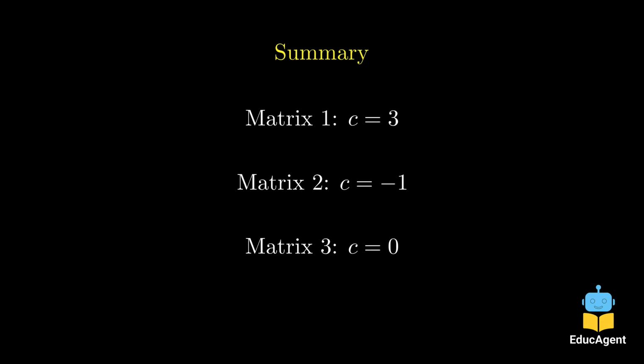Let's summarize the C values that make each matrix have dependent columns. Matrix 1 is dependent exactly when C equals 3. Matrix 2 is dependent exactly when C equals -1. Matrix 3 is dependent exactly when C equals 0.